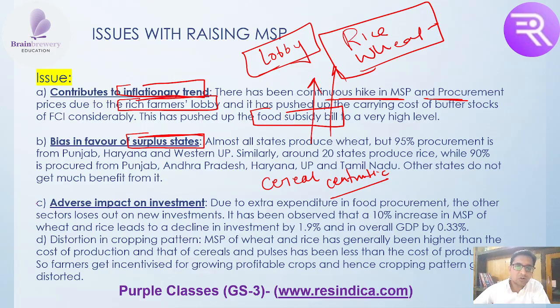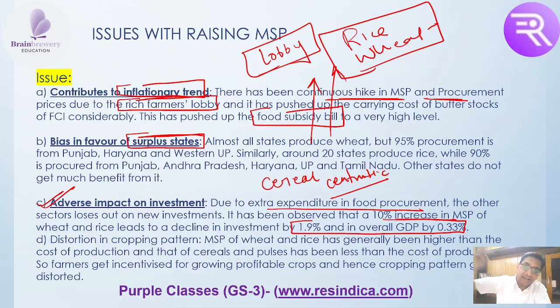Then there is an adverse impact on investment. Due to extra expenditure on food procurement, the sector loses out on new investment. That means if you are doing more expenditure on the subsidy, then you are putting less money into investment. Even a 10% increase in the MSP of wheat and rice would lead to a decline in investment by 1.9% and in overall GDP by 0.3%. That means if you are increasing the MSP, you are decreasing the investment and the GDP.